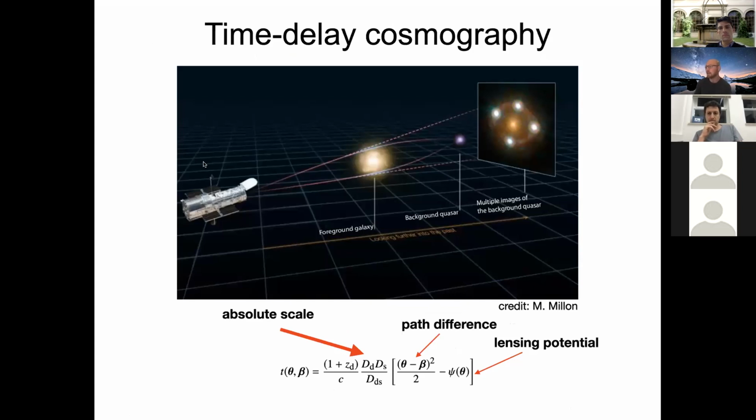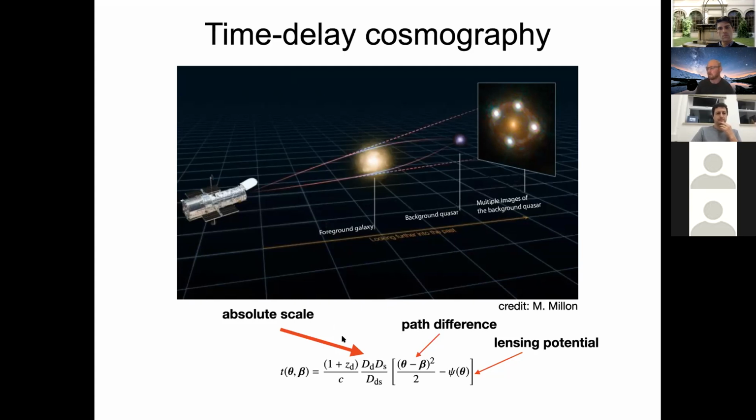If we have a source that's being strongly lensed by a foreground massive object, in our case mainly massive elliptical galaxies, this can result in multiple appearances of the same image, in that case 4 images of a quasar. And here is the most prominent formula that is used to predict the time delays.